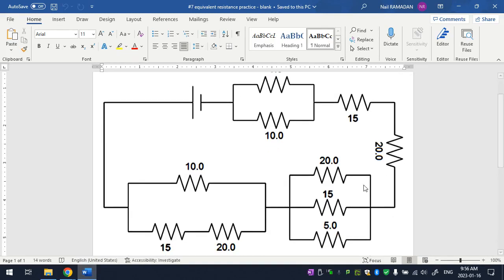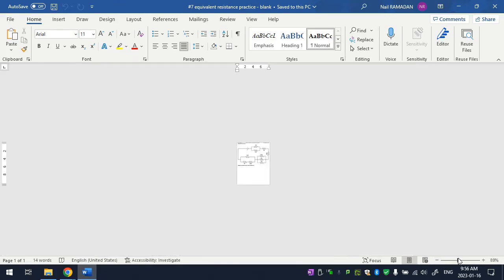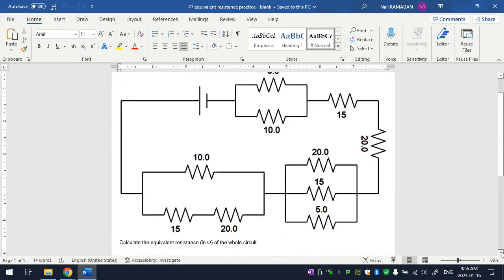How many resistors do we have? Count all of these zigzag lines. Okay? So we have 1, 2, 3, 4, 5, 6, 7, 8, 9, 10. We have 10. Are they all connected the same way? No. Let's look. Those two, just those two, are connected in what? There's a current split between them, so they're connected in what? In parallel.